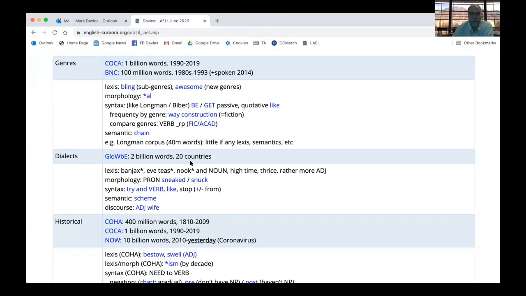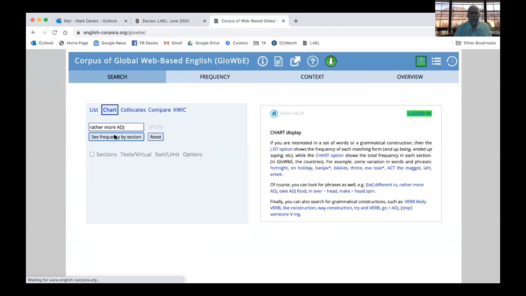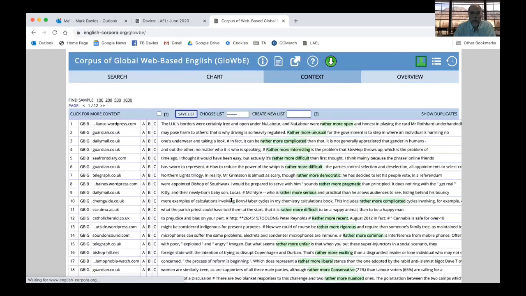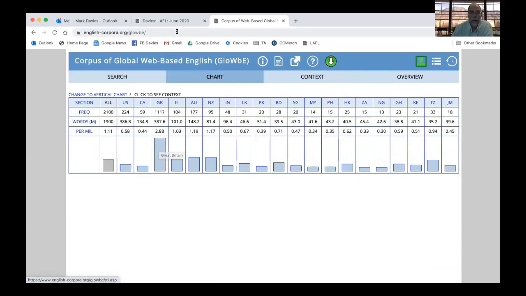And even phrases, things like rather more adjective, you can see how much more frequent it is in Great Britain than the other dialects. I mean, to my ears, this sounds like English from the 1880s. Certainly nothing that I would use, but in Great Britain, still very, very common. So it's not just words, it's also constructions.